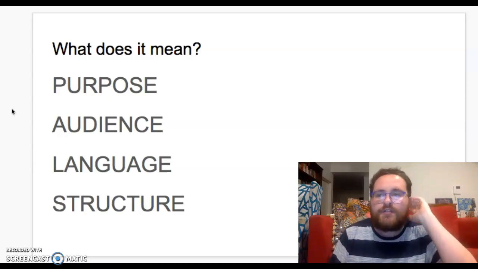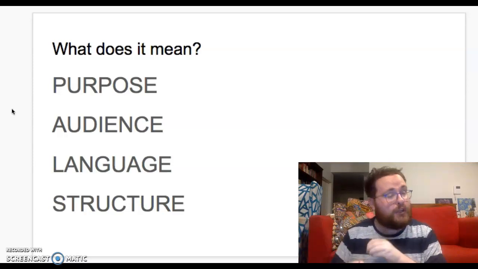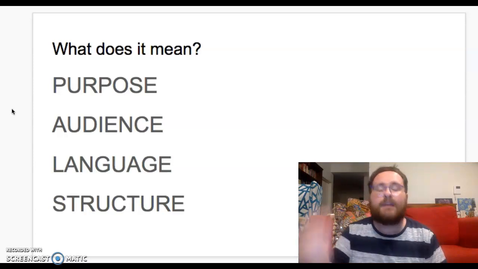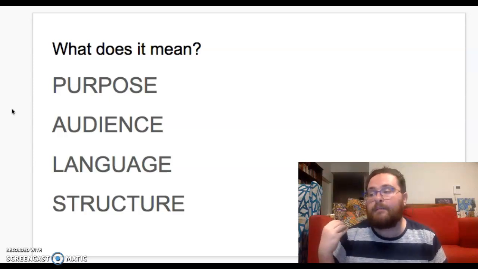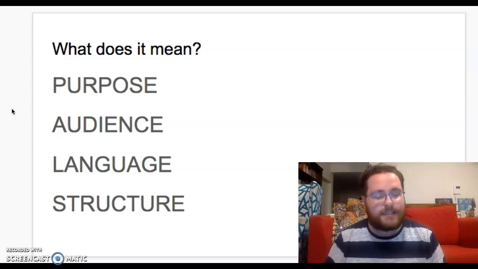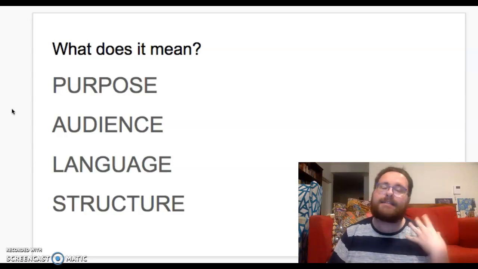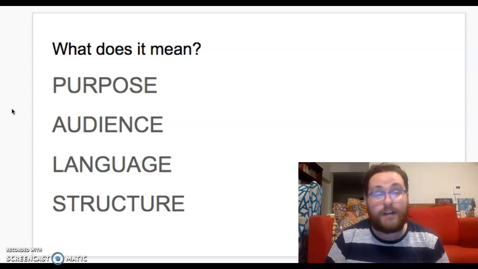Language and structure really go together in terms of the choice of the words that are being used. Is it subject specific? Is it slang? Is it formal? Is it informal? Is it expert language? Does it speak with authority? Is it begging? Is it pleading? And then the structure goes with how is that organized?